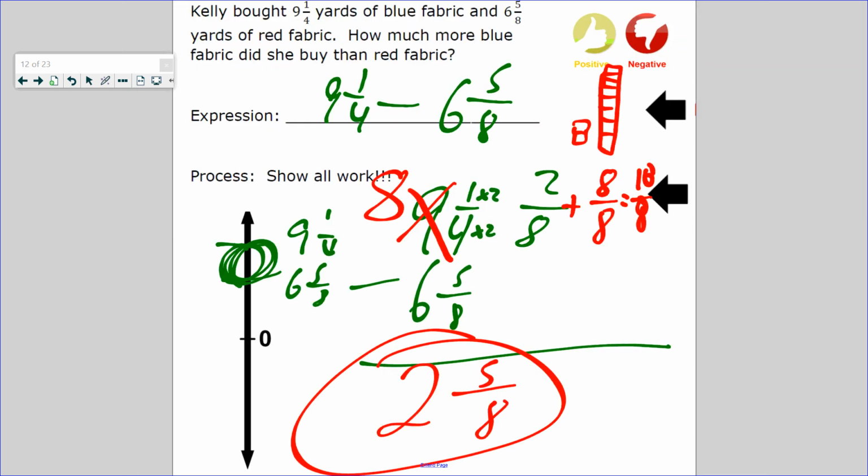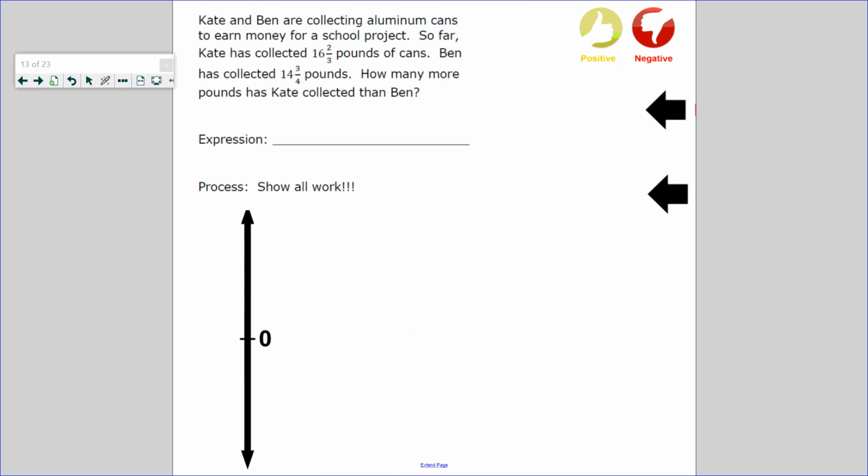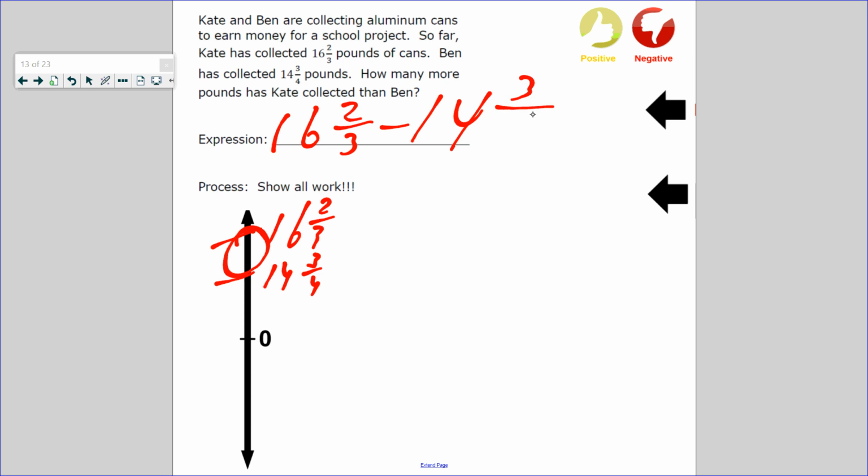Do you remember this from elementary school? Hopefully you say yes. Last but not least, Kate and Ben are collecting aluminum cans to earn money for a school project. So far, Kate has collected 16 and 2/3 pounds of cans. Ben has collected 14 and 3/4 pounds. How many more? So what is this gap? This is a subtraction question. So let's subtract this. 16 and 2/3 minus 14 and 3/4.